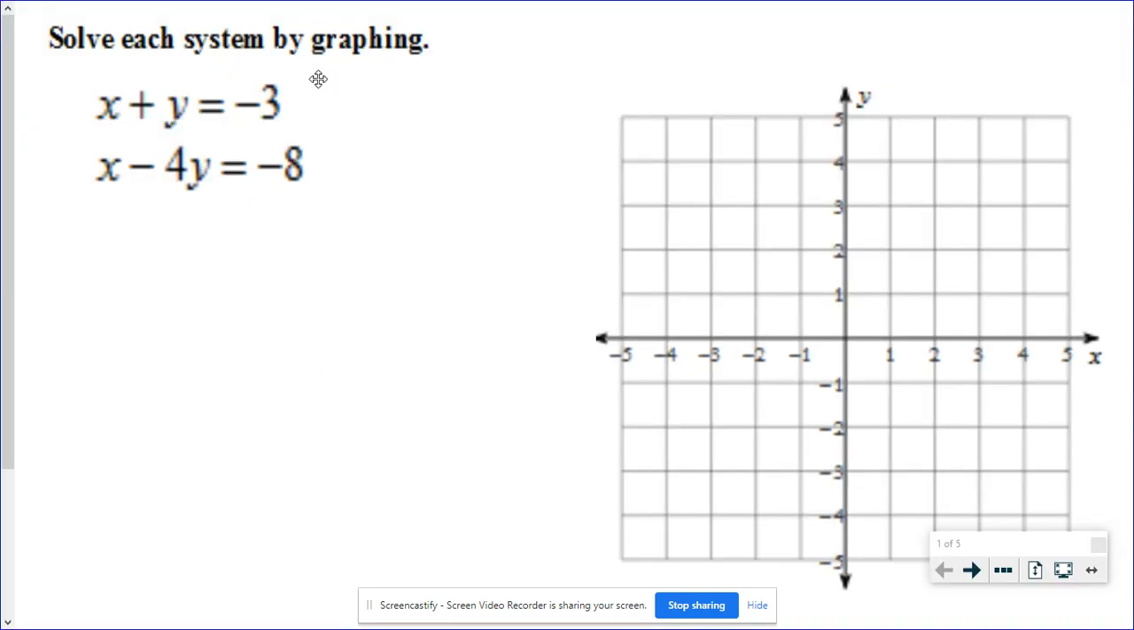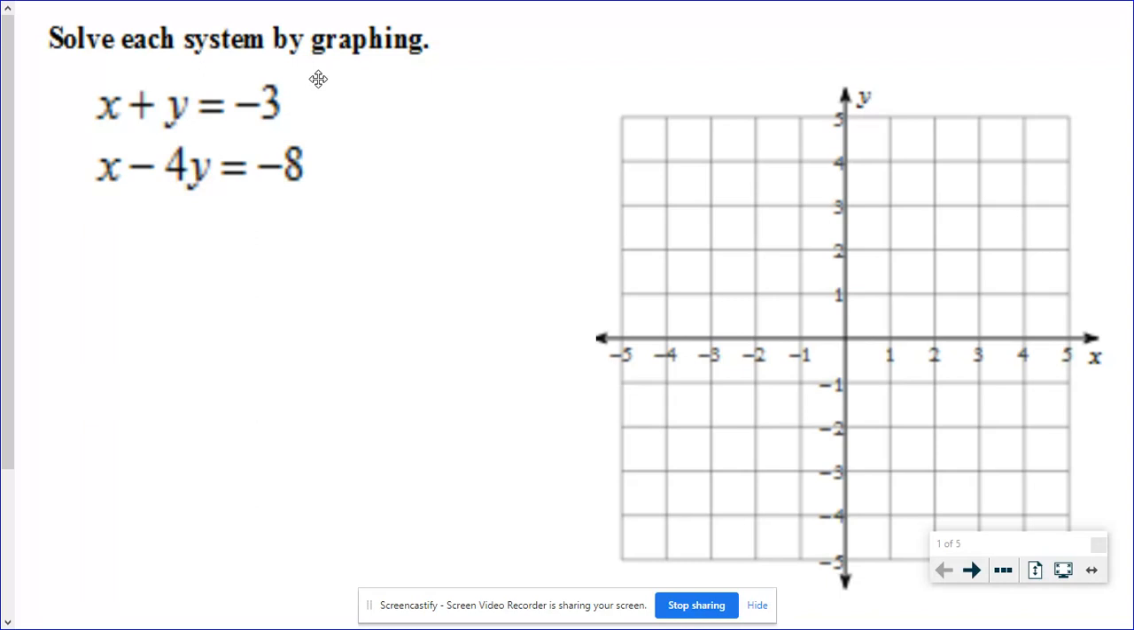Hello again, algebra students. We're going to spend another day solving systems of equations by graphing. So again, that means we're going to graph the two lines and find the one point, if possible, that makes both equations true. That'll be the solution. So it's the point of intersection of those two lines.